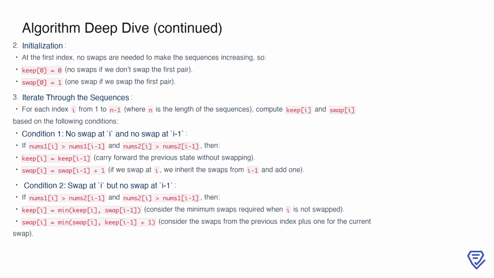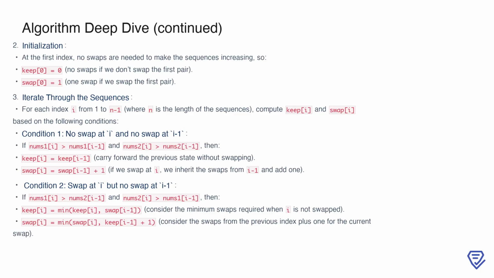This computation depends on two primary conditions. The first condition considers the case where no swap is performed at either the current index i or the previous index i-1. If nums1[i] is greater than nums1[i-1] and nums2[i] is greater than nums2[i-1], then the sequences remain strictly increasing without a swap. In this case, keep_i simply inherits the value of keep_{i-1}, while swap_i becomes swap_{i-1} plus 1, because swapping at i would require adding one swap to the previous state.